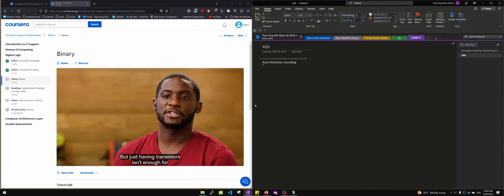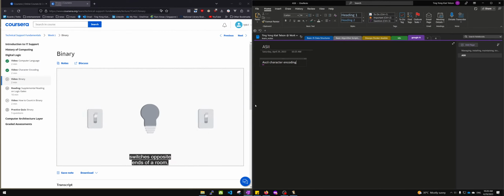But just having transistors isn't enough for our computer to be able to do complex tasks. Imagine if you had 2 light switches on opposite ends of a room, each controlling a light in the room.